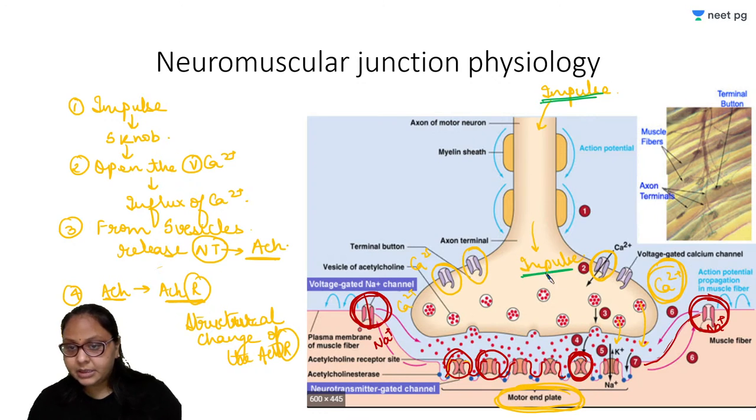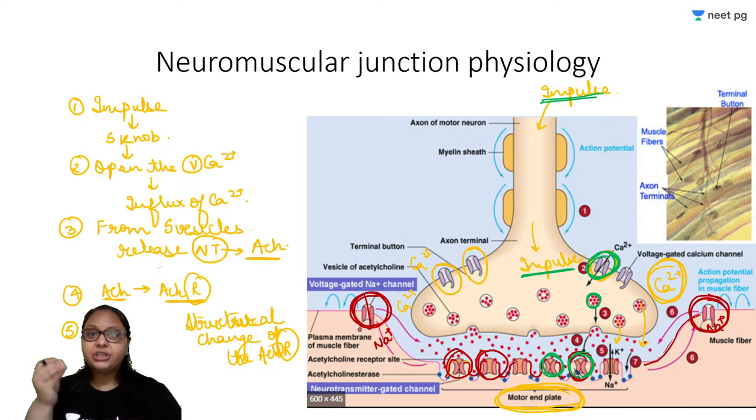Once the impulse traverses, the second step is the opening of the voltage-gated calcium channels, through which there is influx of calcium. With the influx of calcium, acetylcholine is released from the synaptic vesicles. This acetylcholine acts upon the acetylcholine receptors present on the muscle fiber membrane.